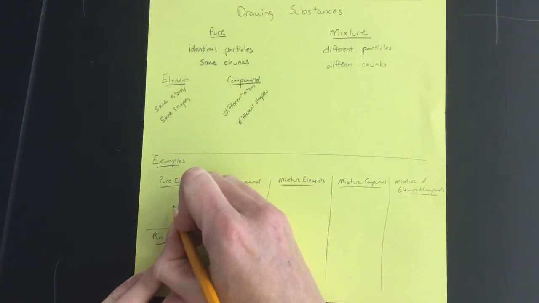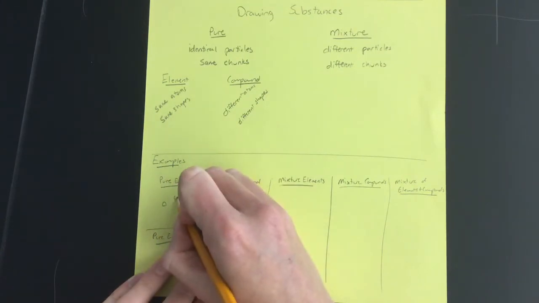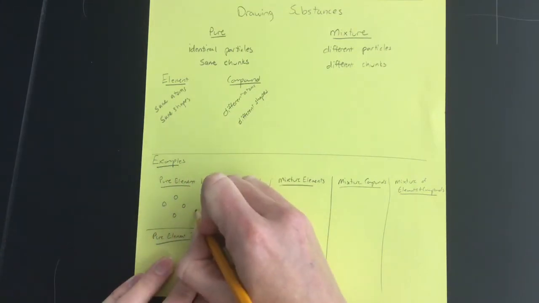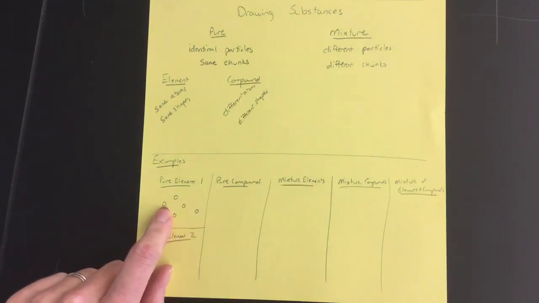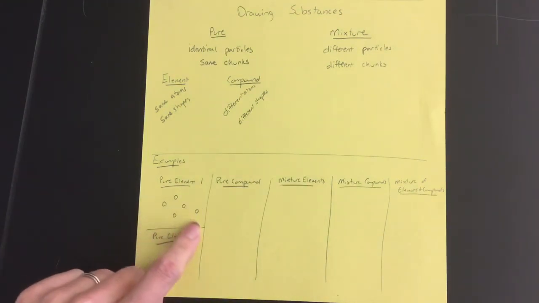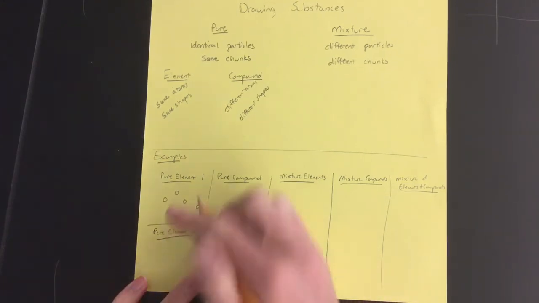So I'm going to pick circle. If I draw a whole bunch of circles, oh look, I just drew a pure element. All the chunks are the same, and all the atoms are the same. So that is a pure element.